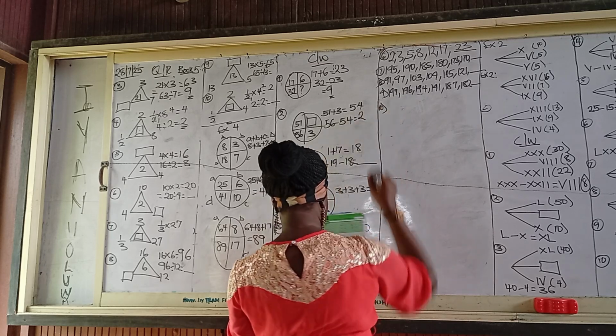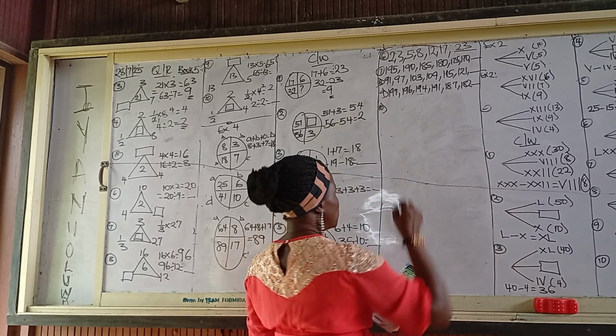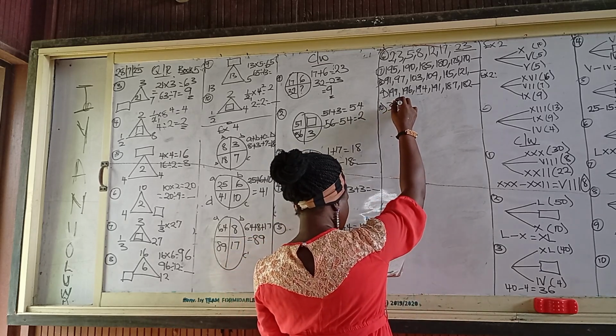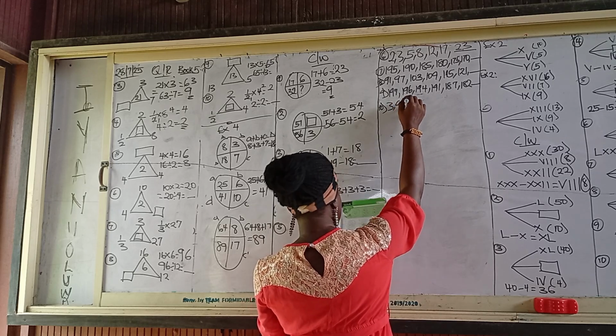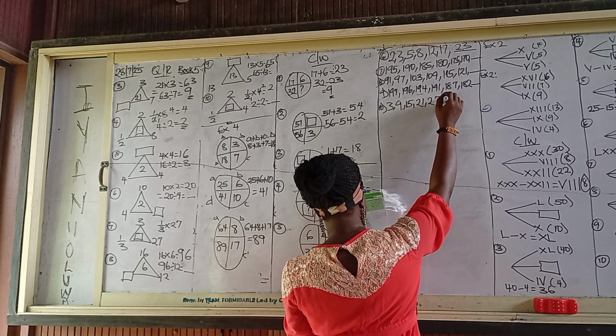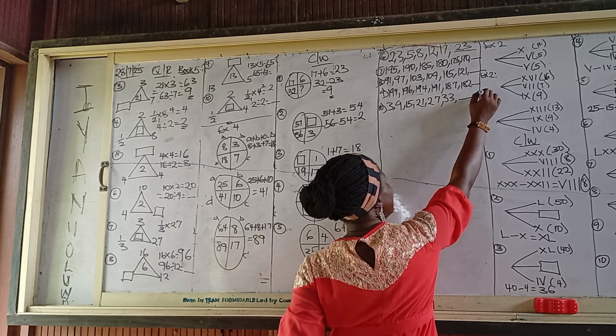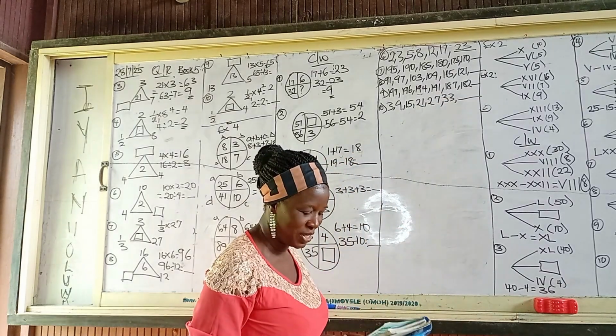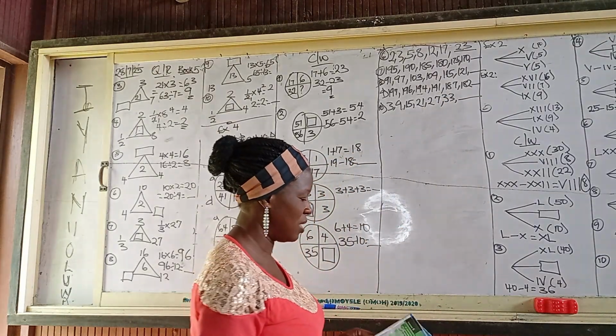Now to number 10, we have 3, 9, 15, 21, counting in 3s: 3, 9, 15, 21, 27, 33. Study the pattern and you will be able to get the next number.